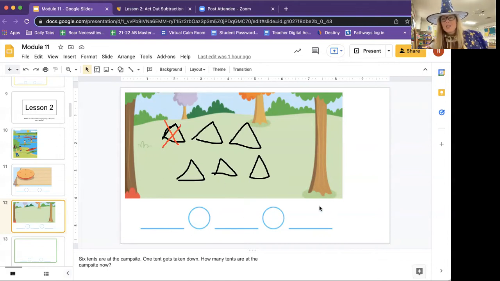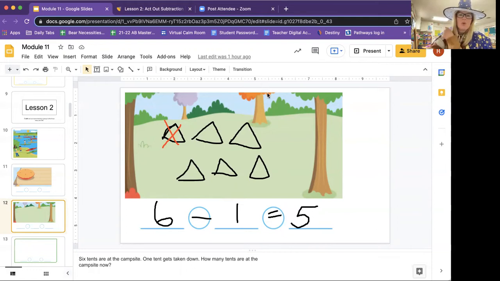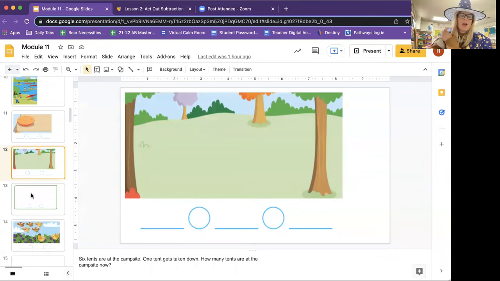So in our equation, remember the first number we take, how many did we start with? How many were there to start with? Six. And then is it like this? No, it's take away, minus. How many tents did we take down? Don't forget what sign goes here. Equal. Okay, how many tents are there now? Five. Good job, math stars. Woohoo! You're doing good at this subtraction stuff.